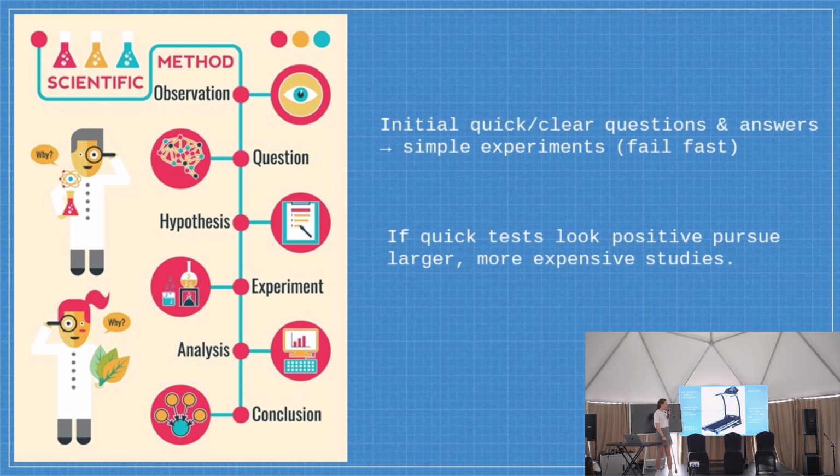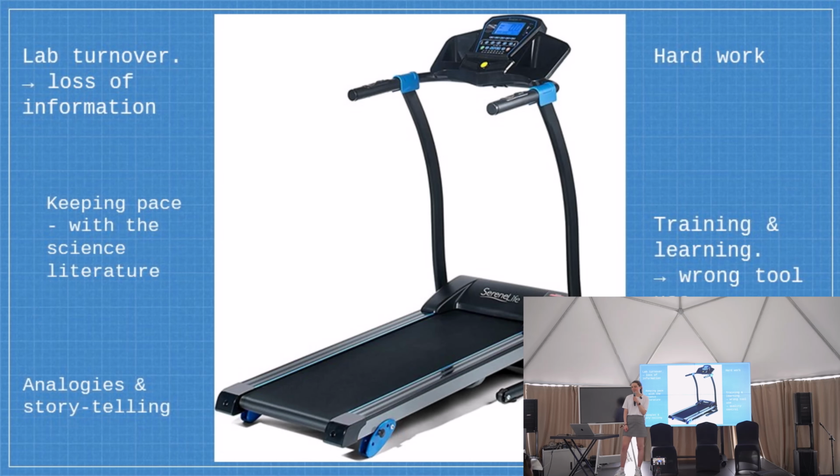Now, that said, it's not necessarily trivial to just follow the scientific method. There's always going to be issues that arise. So I decided to use this analogy of a treadmill to sort of illustrate a couple of aspects that I find as pitfalls within my PhD process. And the first thing that I think is quite interesting is about this idea of lab turnover.